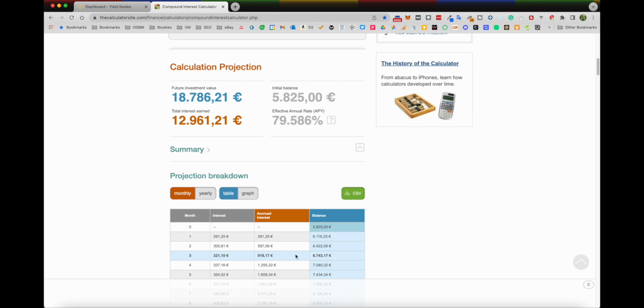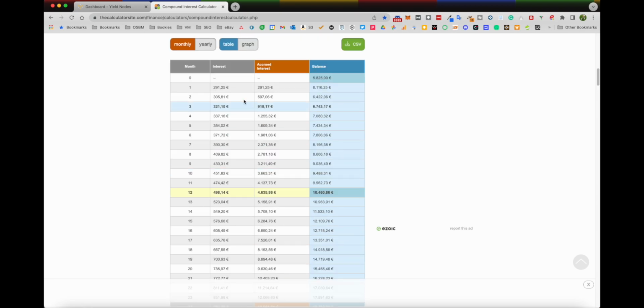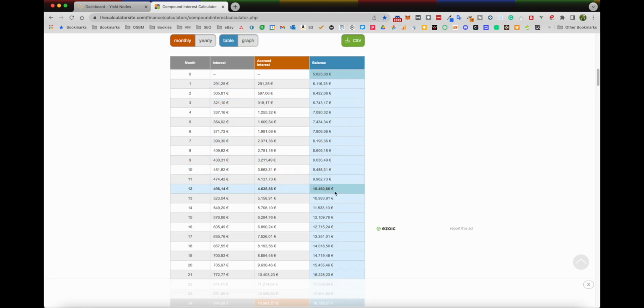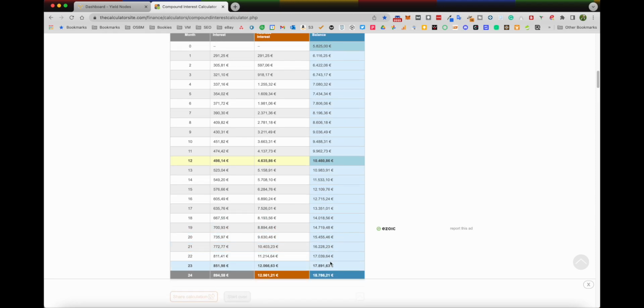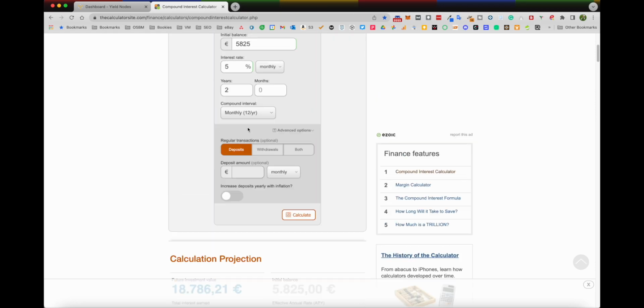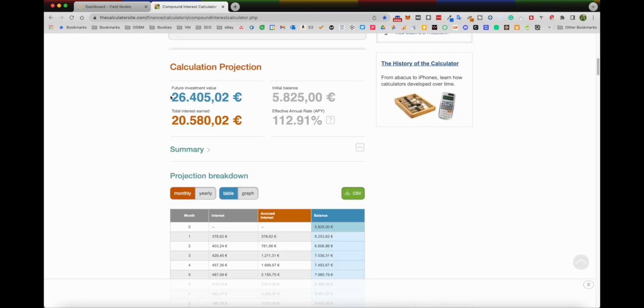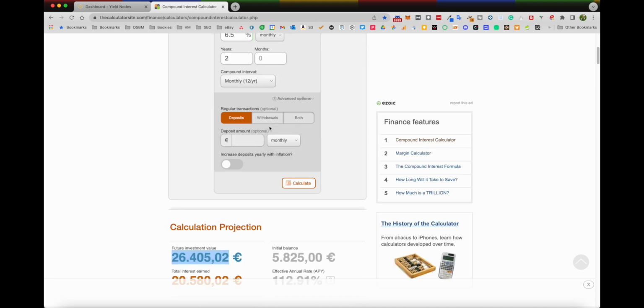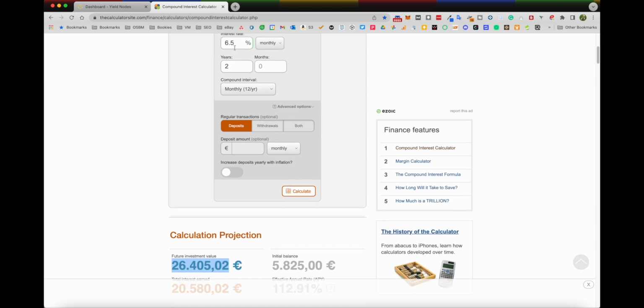So if I do nothing else and sit back and everything keeps performing as it has been doing, then my initial 5825, 2 years from now, will be worth 18,786 euros. And if we look down, we'll see how that would work month by month, which is excellent indeed. Now, if we were to change that interest rate, let's say we're a little bit more optimistic and change it to 6.5%, for example, then that would be up to 26,000 euros in 2 years' time, again from the same starting balance. So either way, they're both really nice to look at.